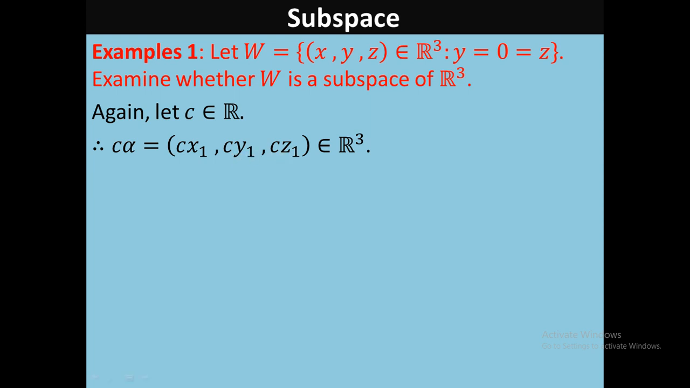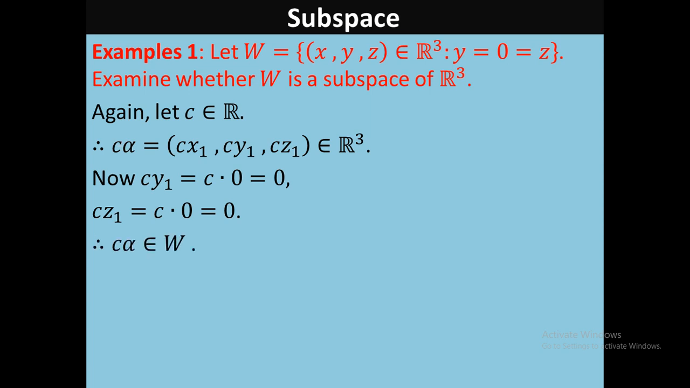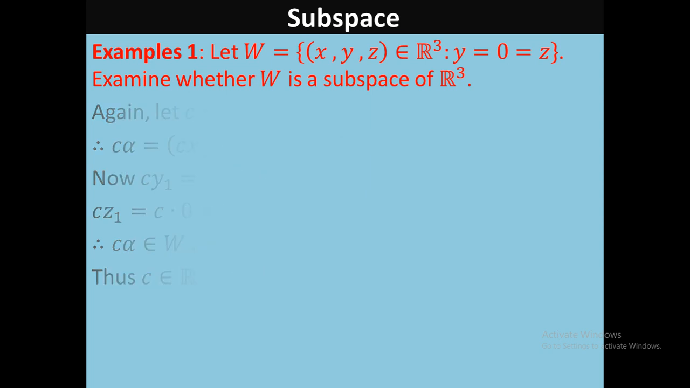Okay. Now cy1 and cz1 are 0 because you see that cy1 equal to c into 0, because alpha equal to x1, y1, z1 is in W. Okay, since x1, y1, z1 is in W, therefore y1 equal to 0 and z1 equal to 0. So here c dot 0 equal to 0, therefore cy1 equal to 0. Similarly cz1 is also equal to 0. So second and third component of C alpha are separately 0. So C alpha is in W. Thus for all C in R and alpha in W, C dot alpha is in W. So both the conditions for subspace are satisfied.